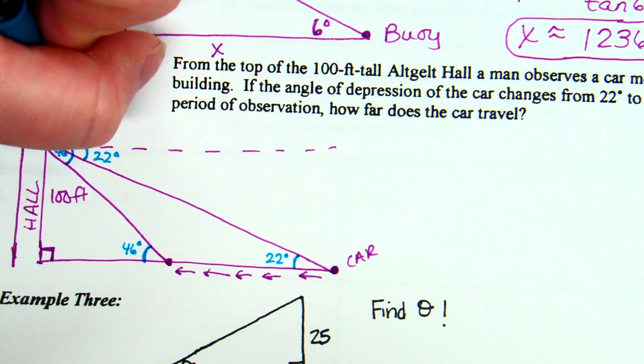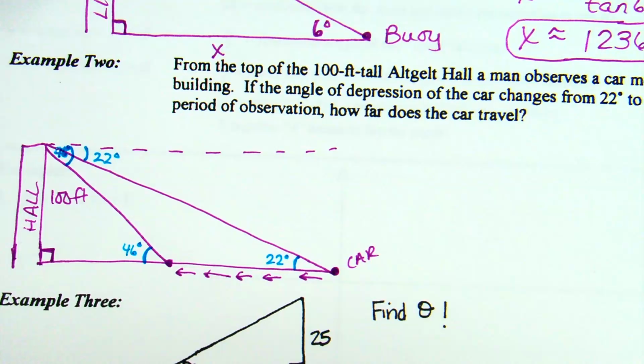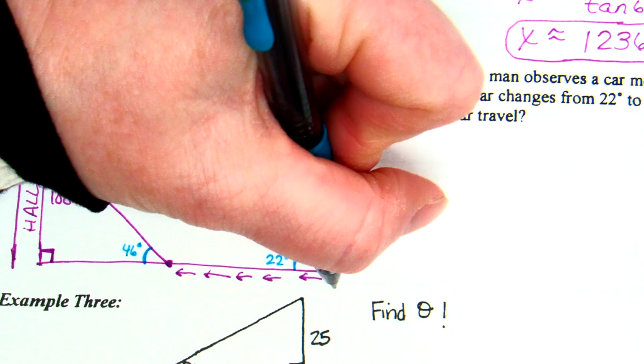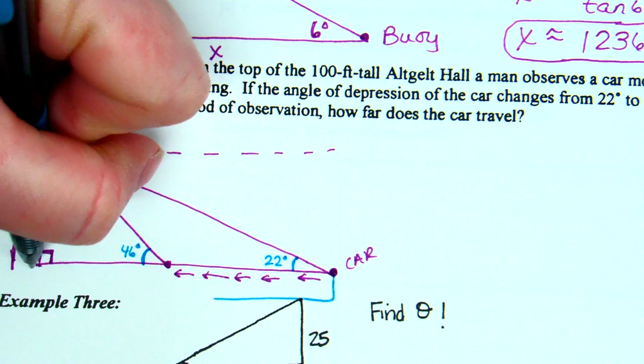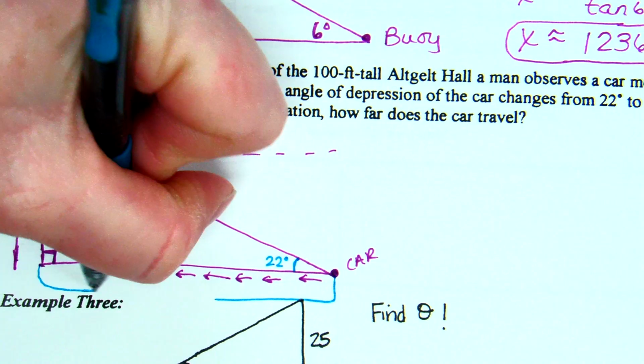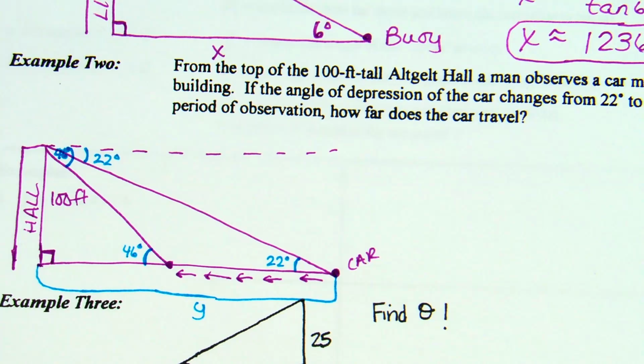What is it that we're being asked to find? How far the car travels. So we're being asked to find this entire distance, which I'm going to call y. You can call it whatever you want, but I'm going to call it y. Wait a minute. No, we're not asked to. Yeah, I just labeled that. I totally had that backwards. Okay.